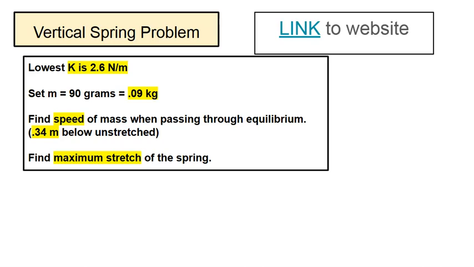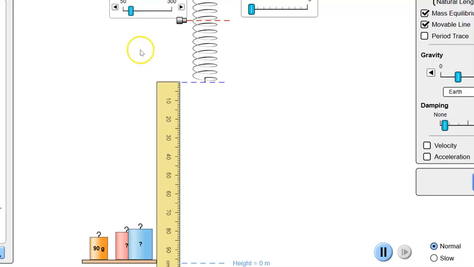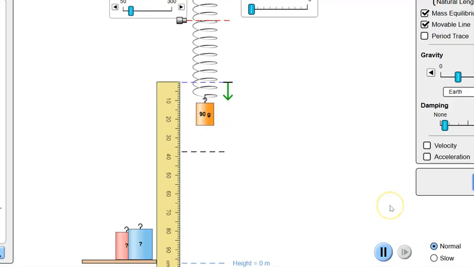All right, people, this is a vertical spring example problem. So please draw the diagram first. This is a picture of a vertical spring. I have preset these values to what's on the slide. We're going to put a 90 kilogram mass at rest here, and it's going to bob up and down.